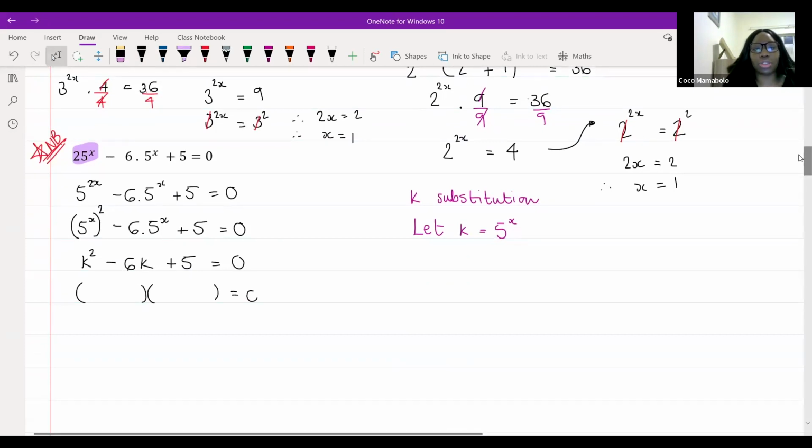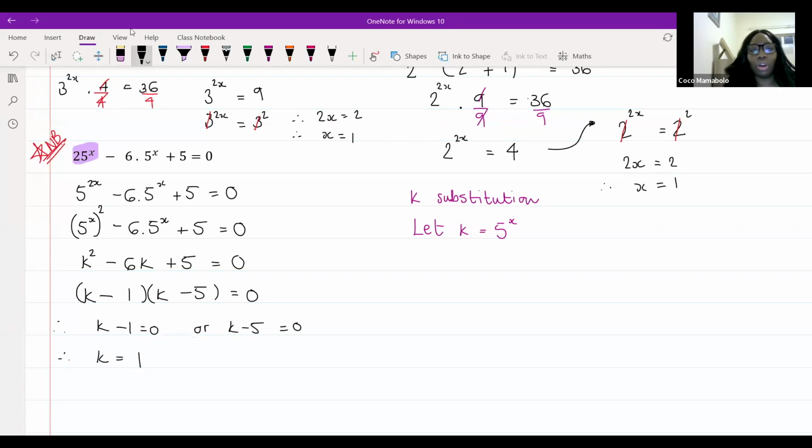Equals 0. I'm going to get k and k. I need to make -6. I need both of them to be -1 and -5. Those are the only factors of 5 because it's a prime number. Therefore, k minus 1 is equal to 0, or k minus 5 is equal to 0, right? That means that k is equal to 1, or k is equal to 5.